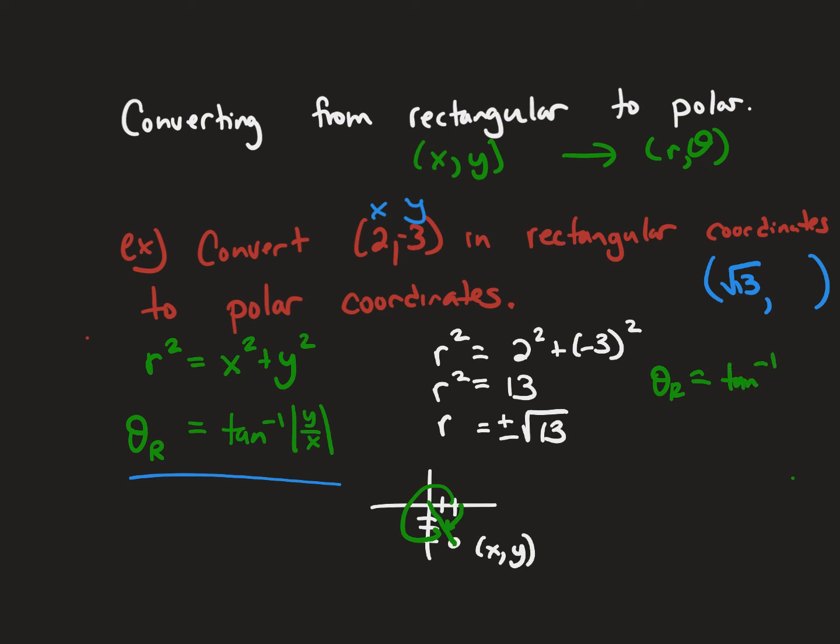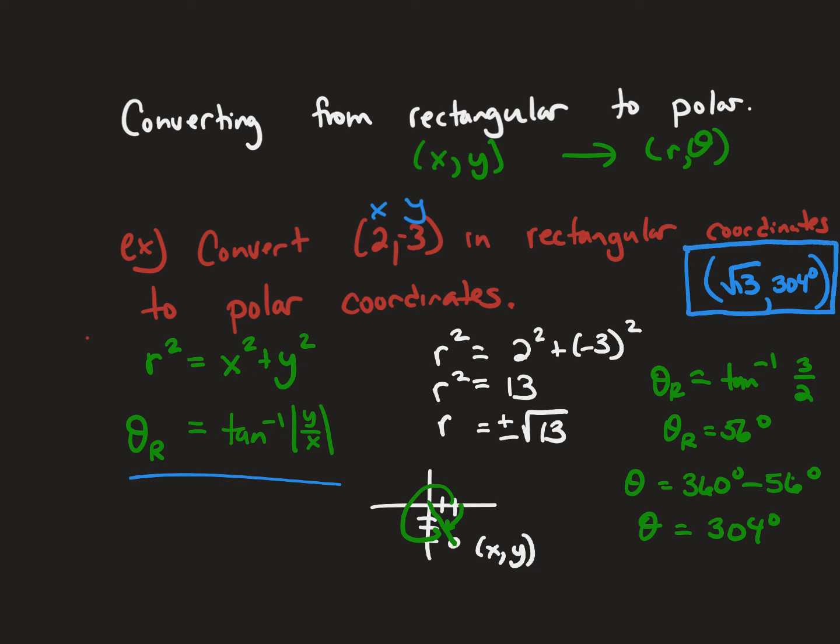And I'm going to do 3 over 2. Now remember, I'm just ignoring the sign because it's absolute value. So my reference angle here is 56 degrees. But in quadrant 4, if you recall, the angle is 360 minus the reference angle. So my actual direction for this polar point is 304 degrees. So up here, this would be 304. So our final polar point is radical 13, 304. And if you think about it, rotating to 304 and going out square root of 13 makes sense.